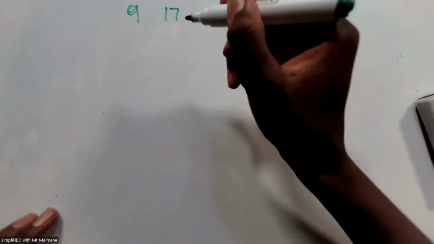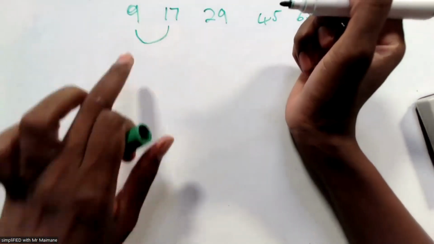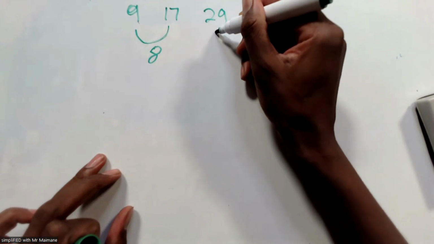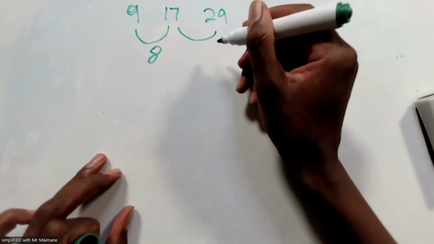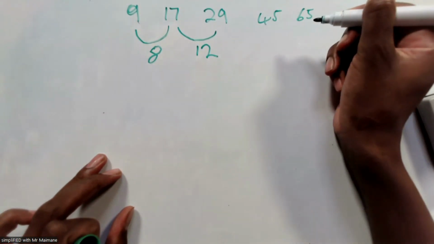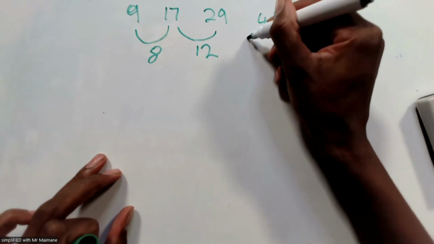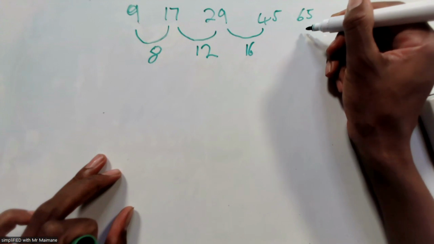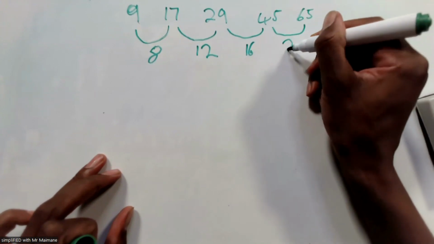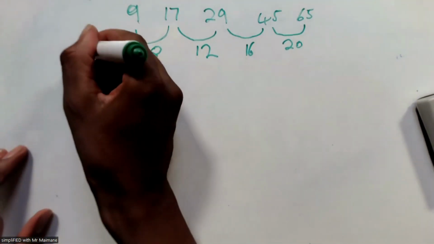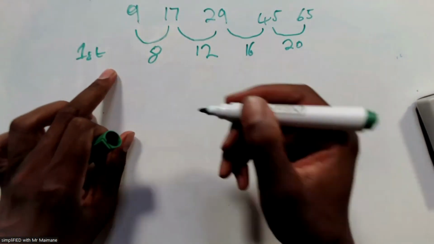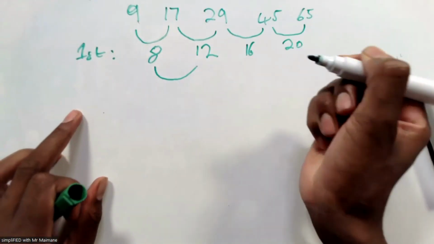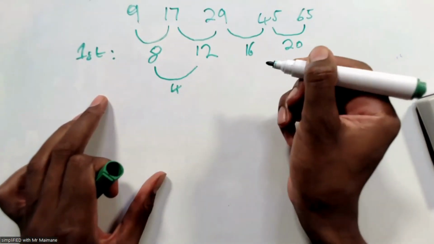Now getting the differences: 17 minus 9 gives me 8. 29 minus 17 gives me 12. 45 minus 29 gives me 16. And 65 minus 45 gives me 20. So this is my first difference, and it's not constant. Now to get my second difference, 12 minus 8 gives me a 4.